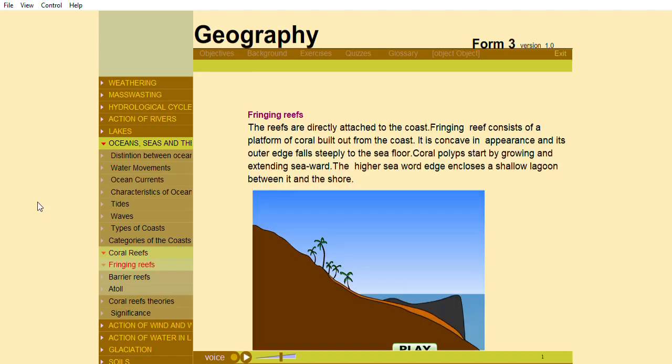Fringing reefs. The reefs are directly attached to the coasts. A fringing reef consists of a platform of coral built out from the coast. It is concave in appearance and its outer edge falls steeply to the sea floor. Coral polyps start by growing and extending seaward. The higher seaward edge encloses a shallow lagoon between it and the shore.